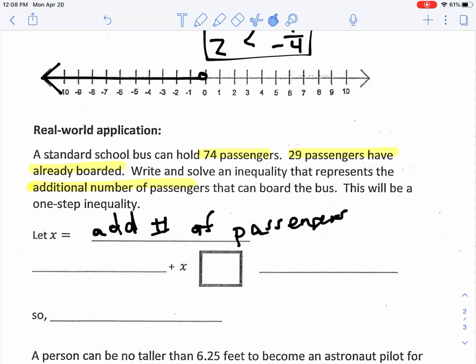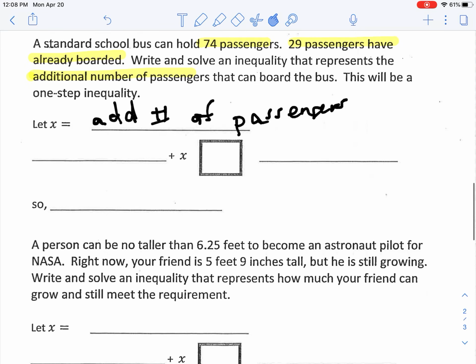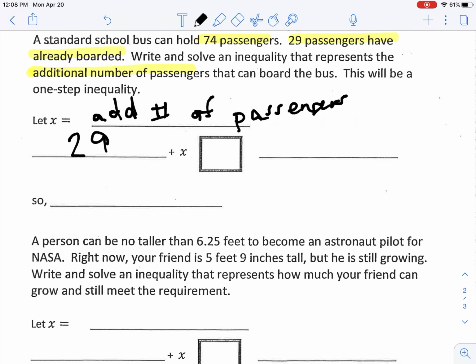All right, so to write the inequality, we're going to take the number of passengers who have already boarded, which is 29. Then we're going to add an unknown number of passengers. And I know that there can be no more than 74 passengers. No more than. Remember that very first day I told you guys last week to keep that first page of notes because that has all of your clue words. No more than 74 passengers.